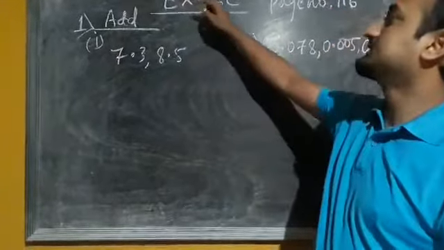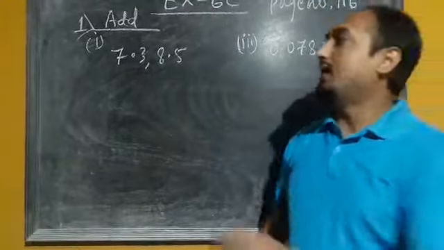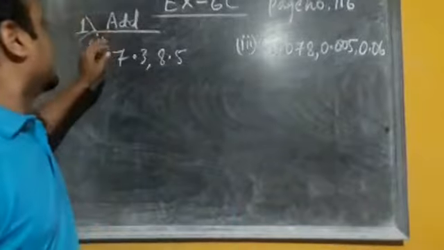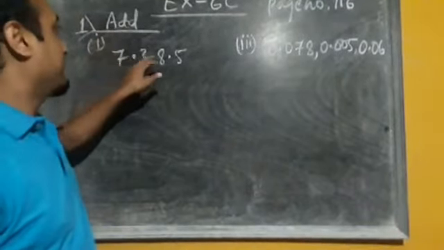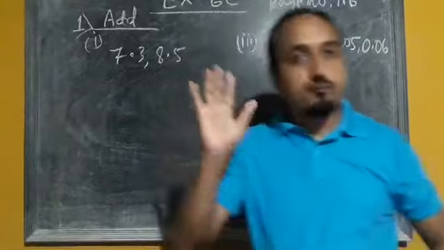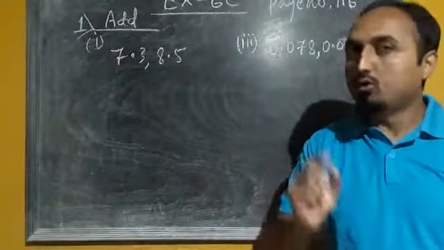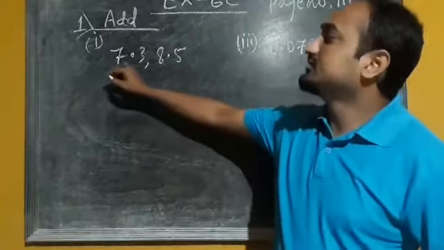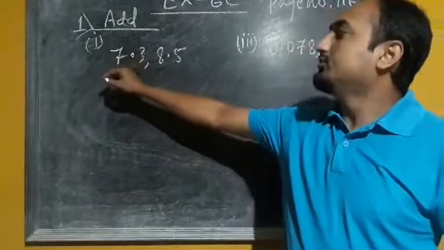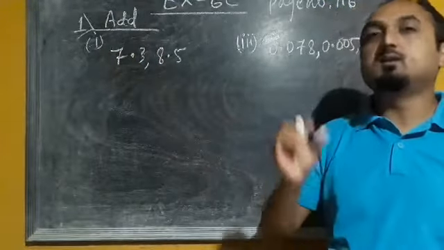We have 6C. Now the first question in exercise 6C is addition. Add 7.3 and 8.5. In question number 1, the total number of questions is 5. Out of 5, I will do 2 and the remaining 3 will be your homework. This is so easy. You only have to take care about the decimal point, how to add these decimal numbers.